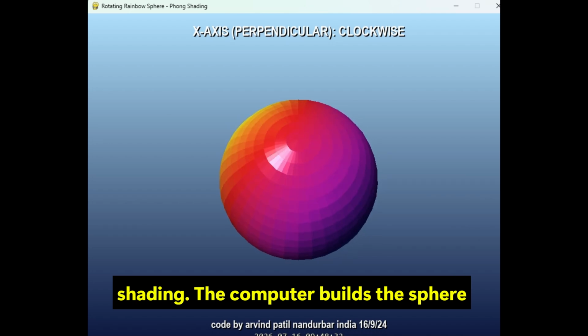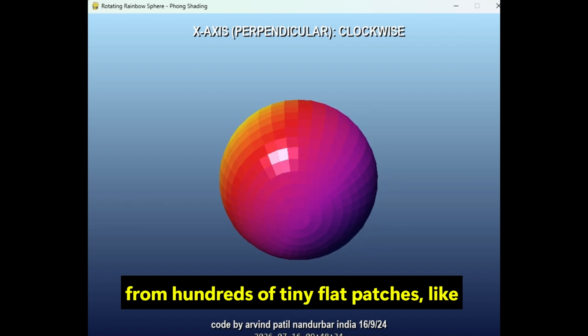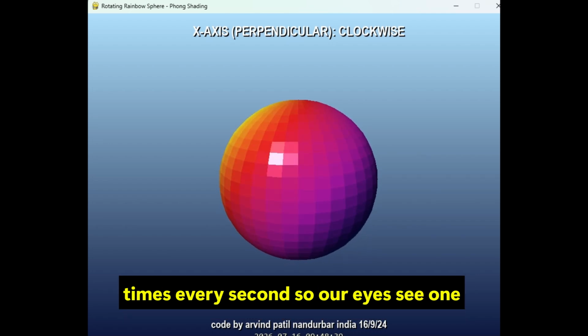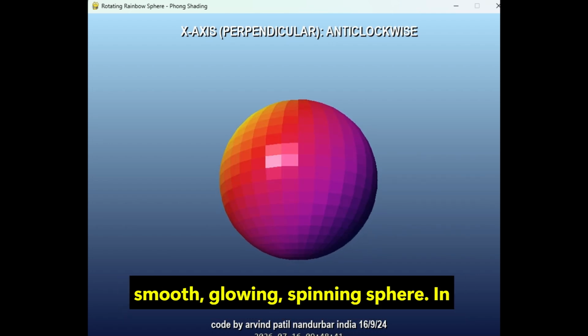The computer builds the sphere from hundreds of tiny flat patches, like panels on a football, and redraws them 60 times every second, so our eyes see one smooth, glowing, spinning sphere.